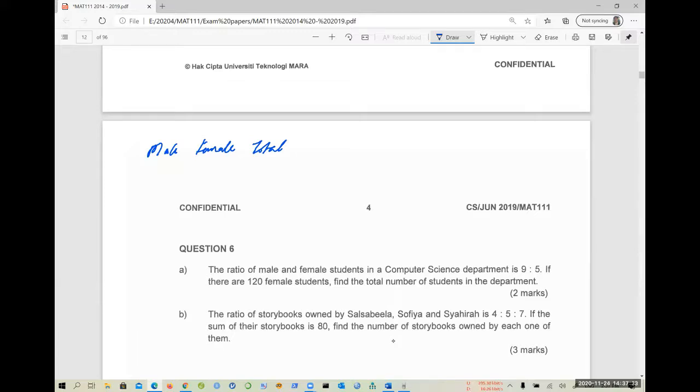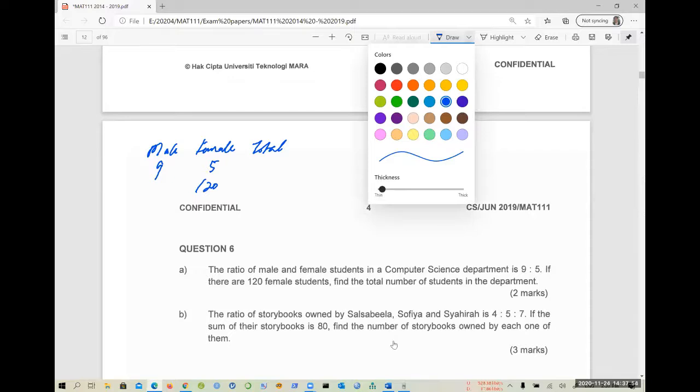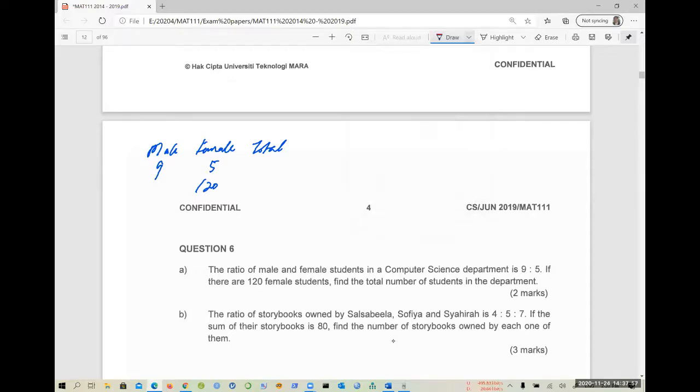Okay, and then the ratio given here is for male and female, so 9 and 5. And then the other information given is the total number of students for female will be 120. So from this one you can also come up with the information. When you calculate the total, you know that 9 plus 5, you get 14, right? So you have 14 over here.